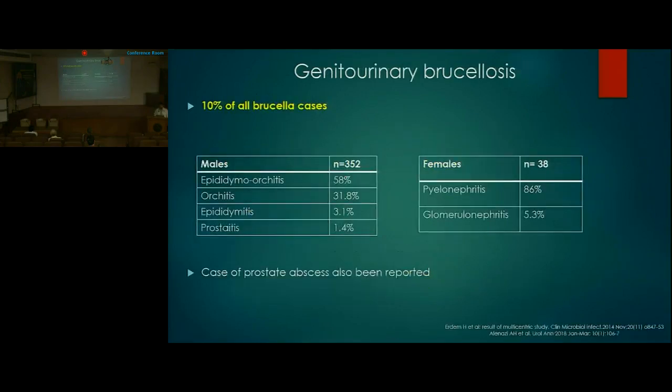Genitourinary brucellosis contributes to about 10% of all cases of brucellosis. In a multicentric study of 390 patients, 352 of whom were male, epididymo-orchitis was found to be the most common clinical manifestation, followed by orchitis, epididymitis, and prostatitis. In females, pyelonephritis was the most common, followed by glomerulonephritis. A few case reports of prostatic abscess due to brucellosis have also been reported.